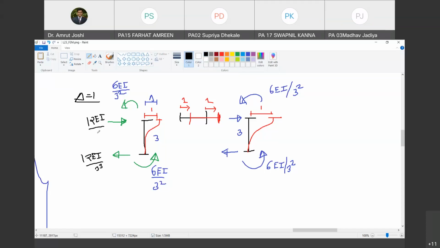Happy? What about this? These are also 12EI upon L cube. Happy?